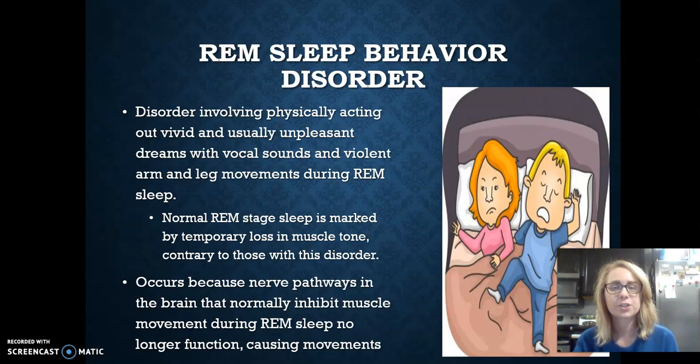REM sleep behavior disorder. Disorder involving physically acting out vivid and usually unpleasant dreams with vocal sounds and violent arm and leg movement during REM sleep. Normal REM stage sleep is marked by temporary loss in muscle tone, contrary to those with this disorder. Occurs because nerve pathways in the brain that normally inhibit muscle movement during REM sleep no longer function, causing movements.